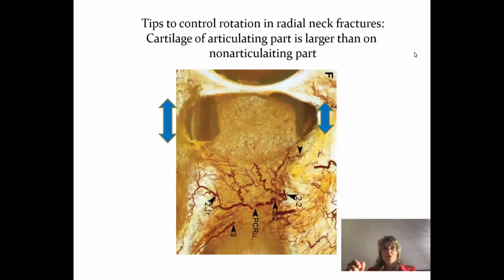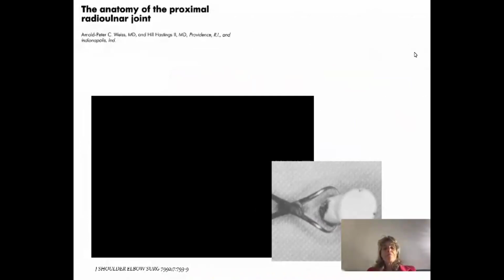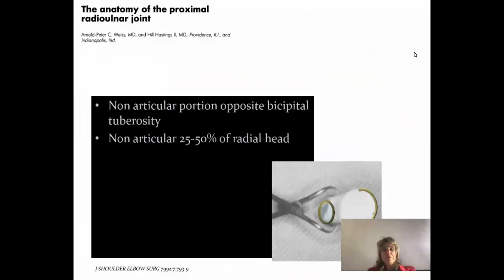Sometimes during your surgery you're struggling with the replacement of the native radial head, and I think you always try to restore the native radial head. You don't exactly know how to replace it, and realize that the cartilage on the articulate part is much larger than on the non-articulate part. So if you're in doubt, look at the width of the cartilage, because that determines which part is on the outer side of the osteosynthesis. And that non-articulate part is just opposite to the radial tuberosity. So that can help you out also during surgery.